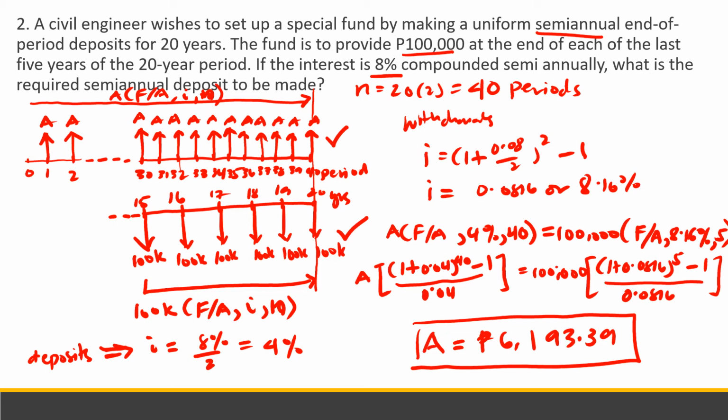So if he will deposit 6,193 twice a year for 20 years, so that is 40 periods, he will receive 100,000 pesos for the last 5 years for each year. So that is how you solve ordinary annuity.